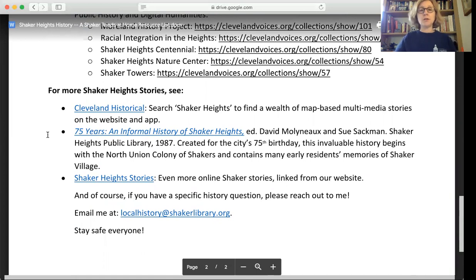75 Years is a book. That's the first resource I usually use when helping people understand the history of Shaker Heights. It has a great timeline in it, and it covers a lot of the major areas of Shaker Heights history. It not only has great photographs, but it also includes oral history transcriptions from some of the early residents, so the memories go all the way back to the founding of Shaker Village.